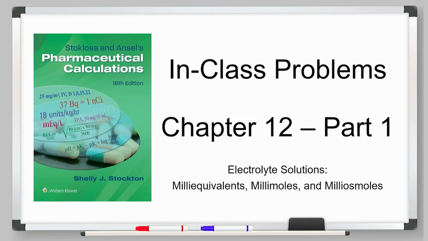generated by those molecules. Because do all elements have the same valence? Valence is charge, charge is electricity. So we're going to be calculating milliequivalents, which is really factoring into the charge of those ions when they dissociate.